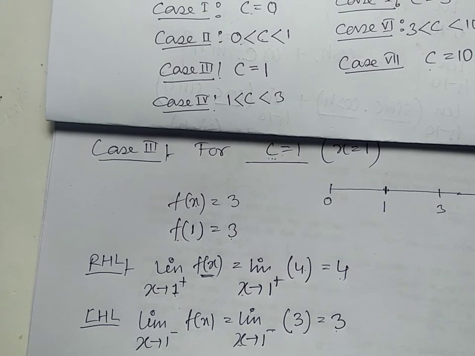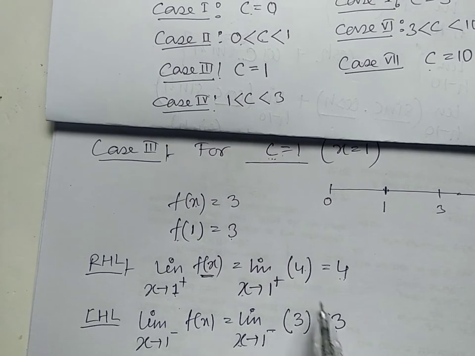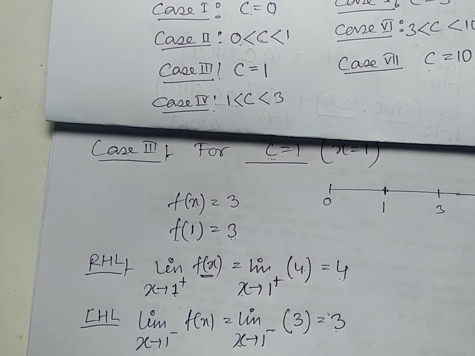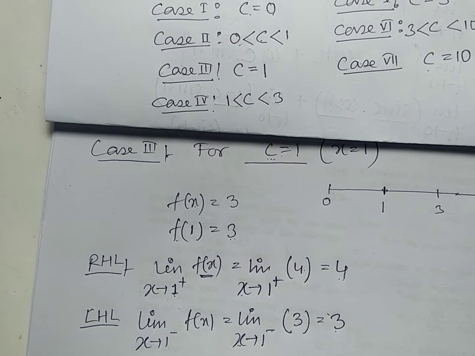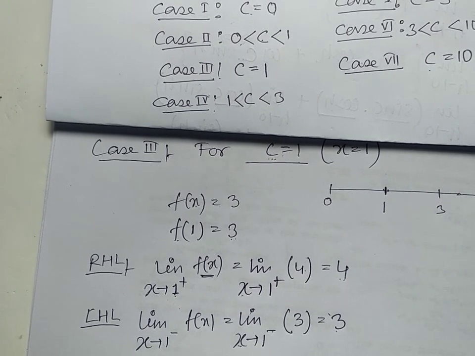As left hand limit is equal to the functional value of 1, which is not equal to the right hand limit, therefore f is not continuous for c is equal to 1.